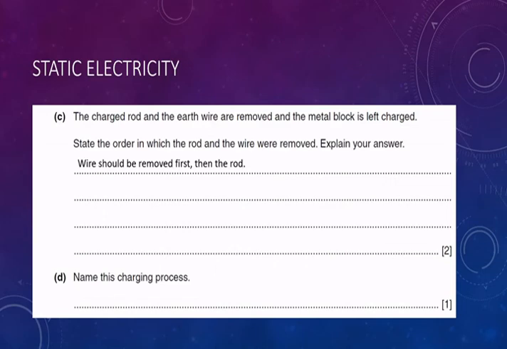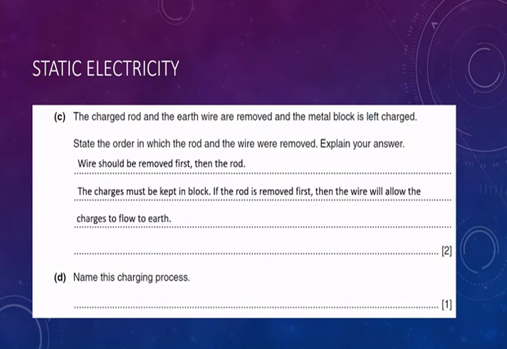Why? The charges must be kept in the block. If the rod is removed first, then the wire will allow the charges to flow back to the earth. The extra charges in the metal block are electrons. So the wire will allow the extra electrons inside the metal block to flow back to earth. So the wire must be removed first.